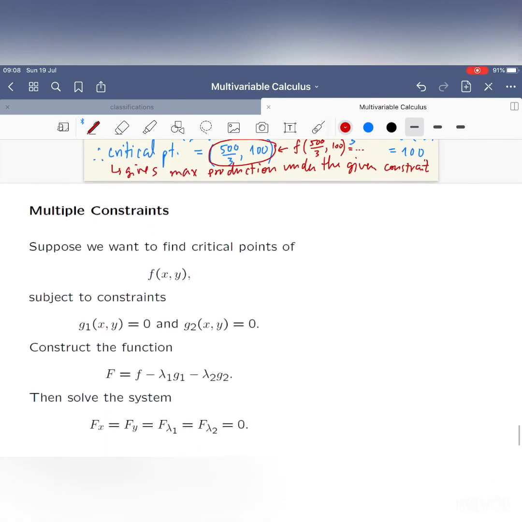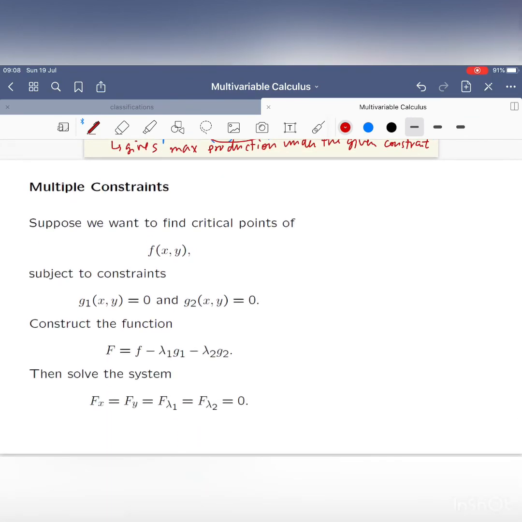If you obtain more than one constraint, for example, if you got your G1 as one constraint and your G2 as a second constraint, you can construct your capital F by using small f minus lambda 1 G1 minus lambda 2 G2, and then solve this system to find your critical point again. This critical point is again a critical point of small f, by finding f sub x, f sub y, f sub lambda 1 and f sub lambda 2, and making them equal to 0.